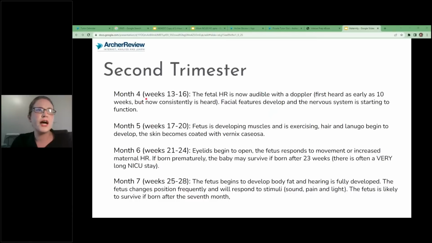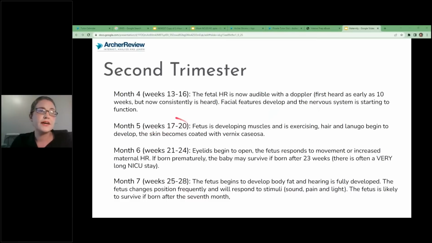In month 4, weeks 13 through 16, now the fetal heart rate is audible with a Doppler. You can first hear that possibly as soon as 10 weeks, but now it's really going to be consistently heard. Facial features really develop, and the nervous system really starts to function at that point.